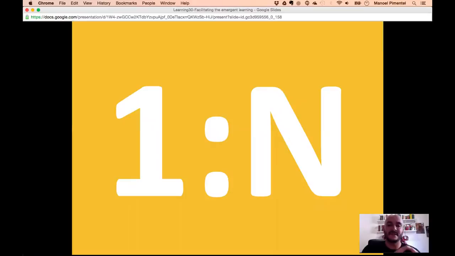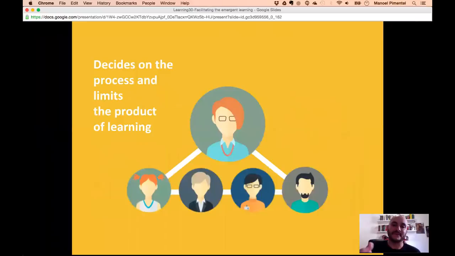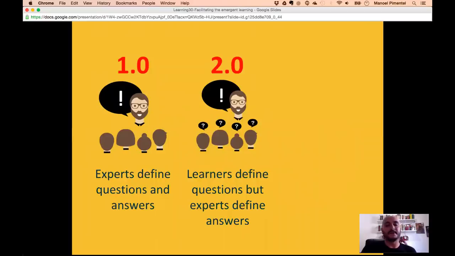For example, in Learning 2.0, we still have the one-to-many model, right? For example, we still have the teacher deciding what the learner must learn. Okay, but of course, there is more interaction in this scenario. For example, we can summarize that the learner can define the question, but the expert still defines the answer. Then that summarizes what Learning 2.0 is.